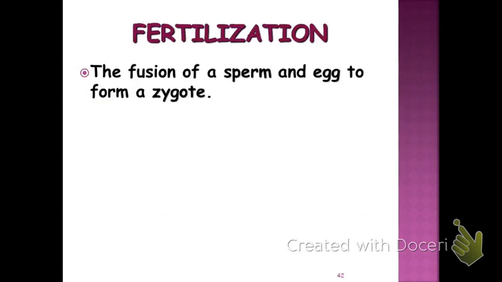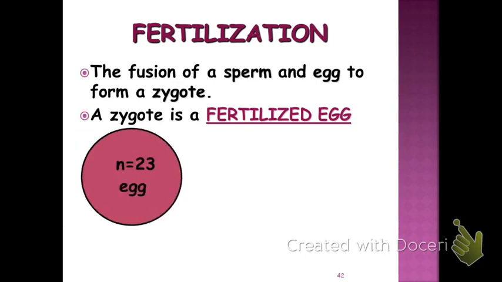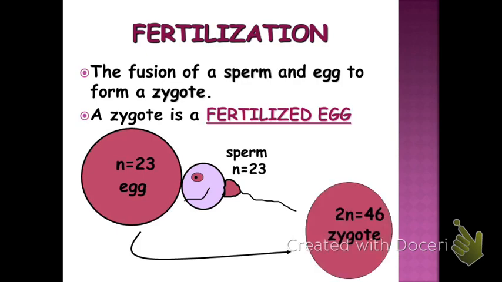Right. Fertilization is when we combine a sperm and an egg cell to create a zygote, which is a fertilized egg. So we have an egg with 23 chromosomes and a sperm cell with 23 chromosomes. This gives us a zygote with 46 chromosomes, all of the genetic information needed to turn into a human baby.